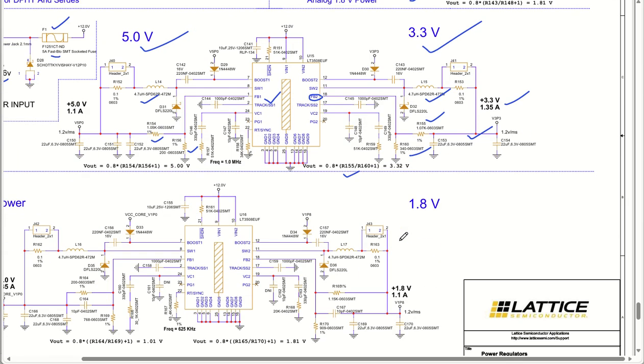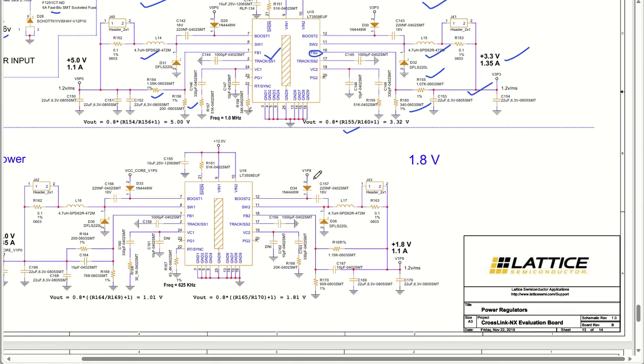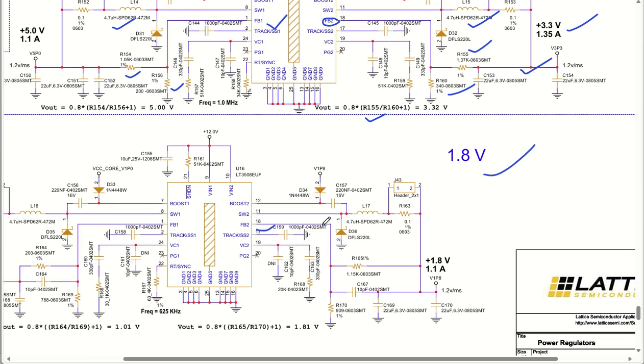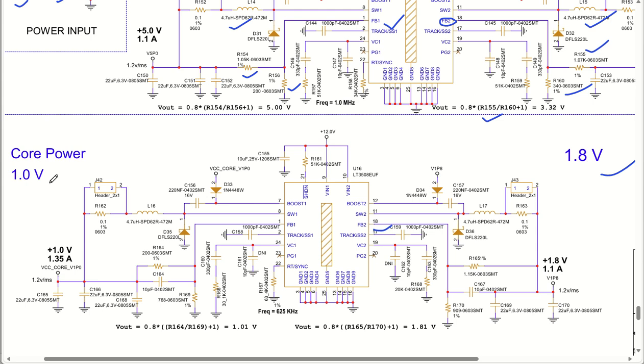Let us see another voltage level. You have 1.8 volt, which is being generated by FB2. The same IC is being used to generate the 1.8 volt level, and then you have the core voltage requirement, which is 1 volt, generated by the same IC from FB1. These two resistors, this one and this one, are used to develop the 1 volt output, and these two resistors are used to develop the 1.8 volt output, with 4.7 microhenry inductors in both cases. 4.7 microhenry here as well, and 4.7 microhenry here as well.